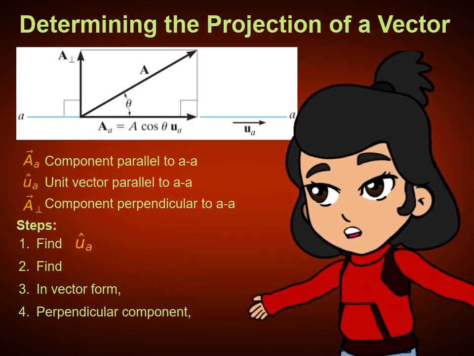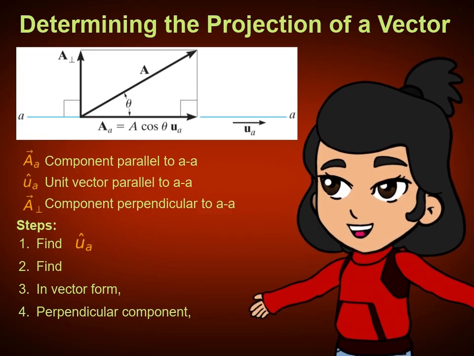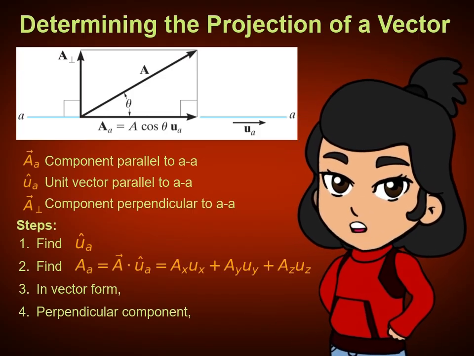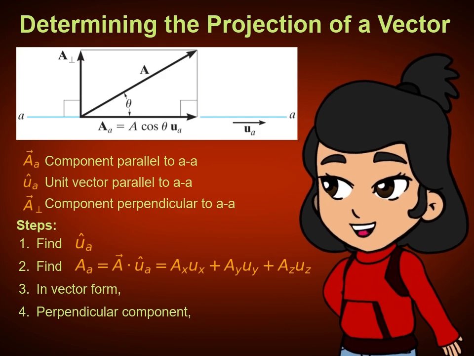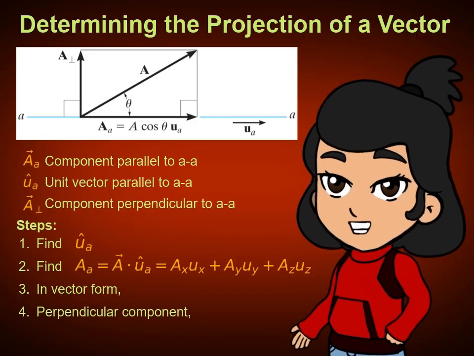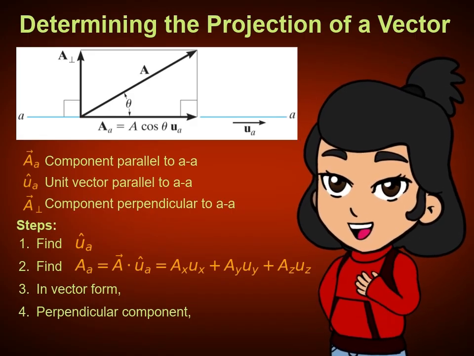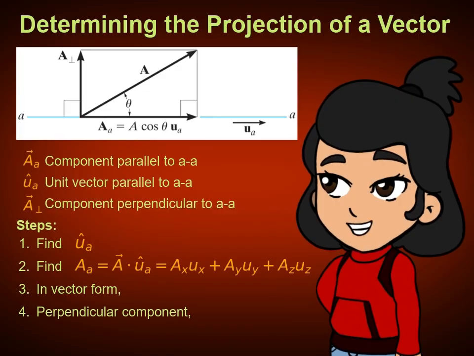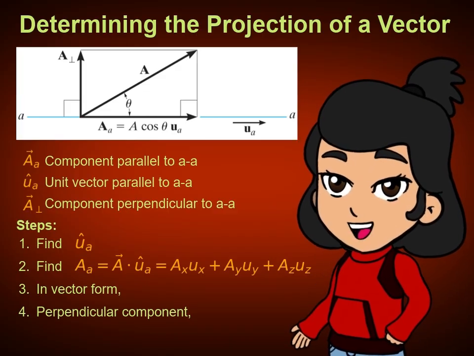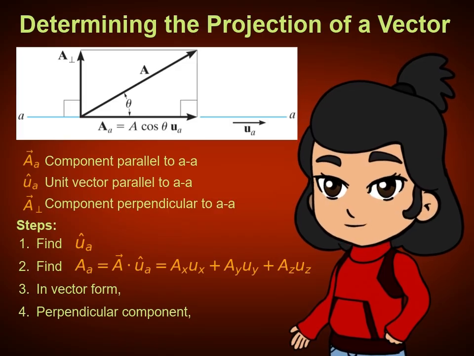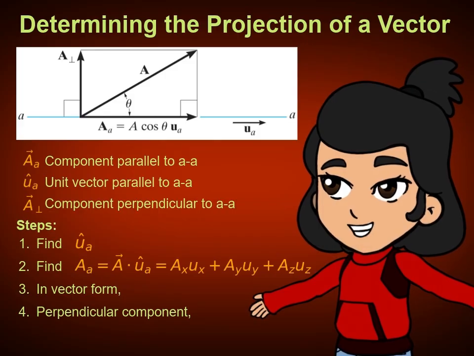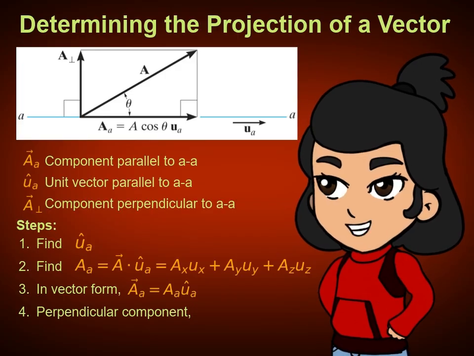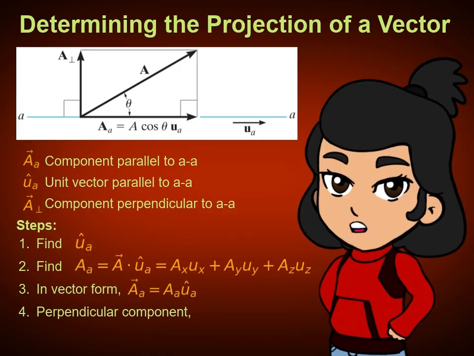Next, to find the scalar projection of the vector A along line AA, you would algebraically solve for the magnitude of A parallel, or A sub A magnitude, which is equal to the vector A dot the vector u sub A, which is equal to AxUx plus AyUy plus AzUz. If instead you want to write the projection as a vector, A parallel, then you take the magnitude that you just calculated and multiply it by the unit vector u sub A.